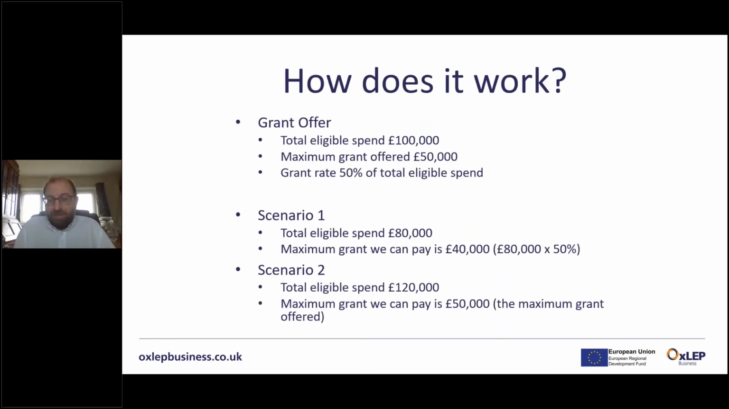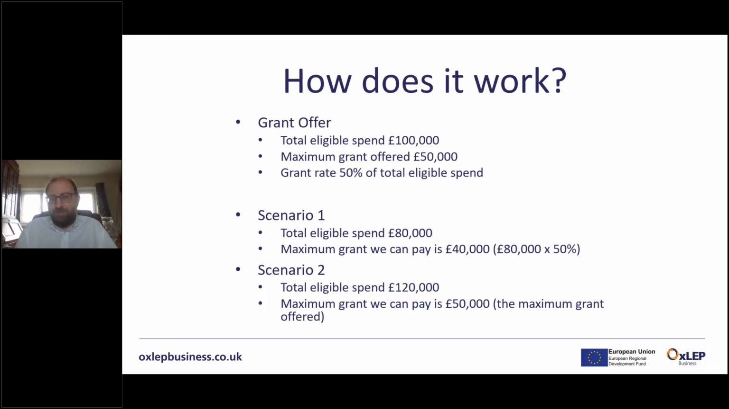So how does it work? It's very simple this time round for Go Create. The grant offer, if you're looking to spend £100,000, the maximum grant we can offer is 50% of that, which is £50,000, and you would put in the other 50,000, so half and half. In an ideal world, that's what happens, and the final claim comes in. You've spent 100, therefore we'll repay you 50.